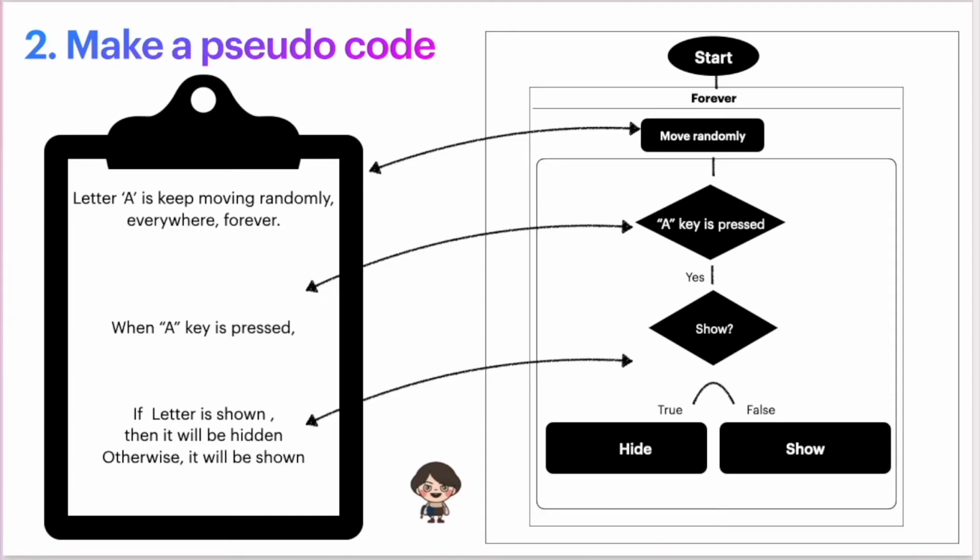Okay, next, the second step is to make a pseudocode. This is what we typed in before. You can see our plain text is matching with these blocks: moving randomly, A key is pressed, show or not, hide and show.